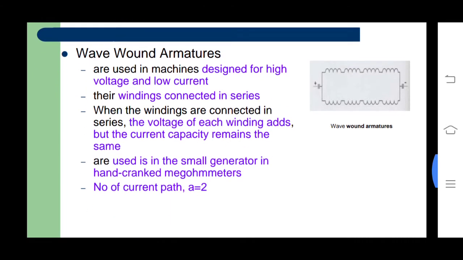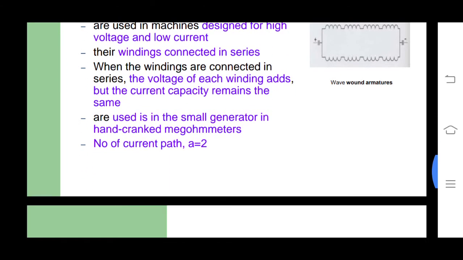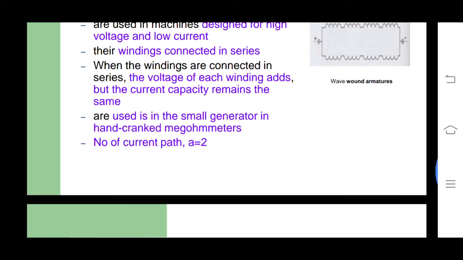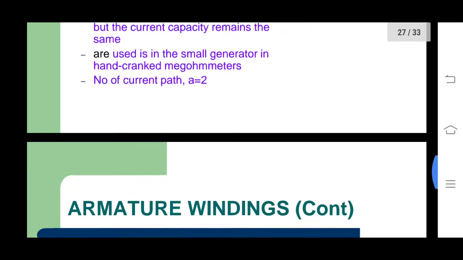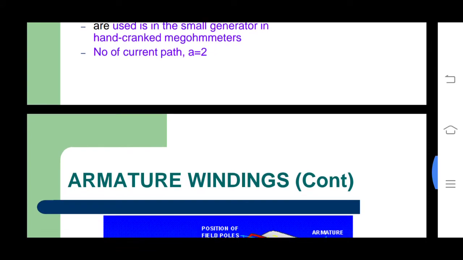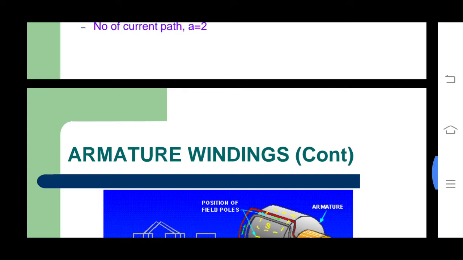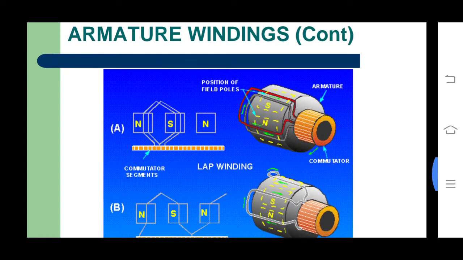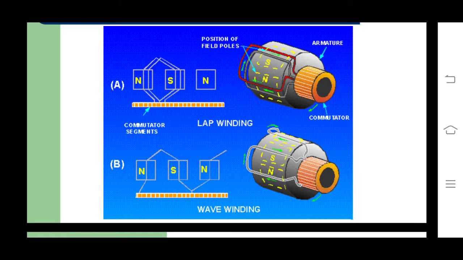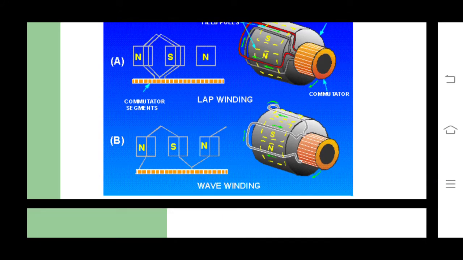Armature winding. Wave wound armatures are used in machines designed for high voltage and low current applications. Their windings are connected in series. When the windings are connected in series, the voltage of each winding adds, but the current capacity remains the same. They are used in small generators and hand cranked megohmmeters. The number of current paths A is equal to 2. Armature winding, commutator segments, lap winding.